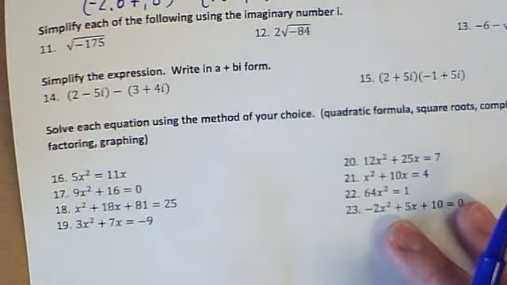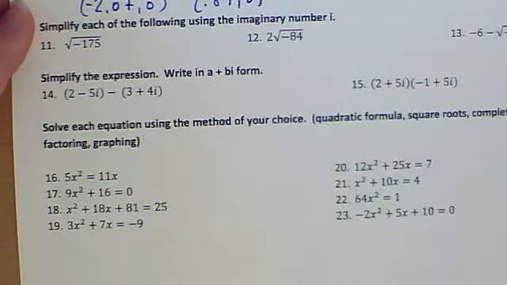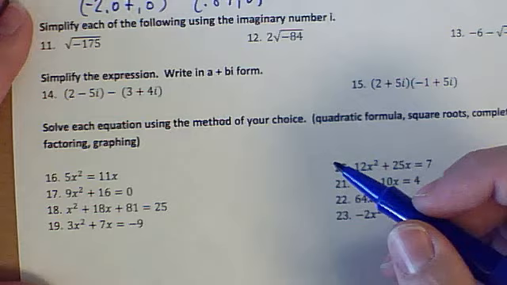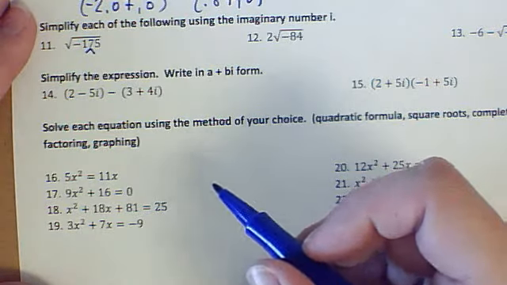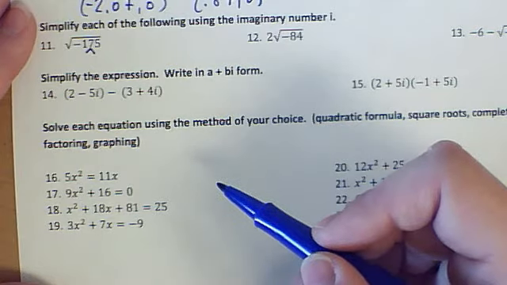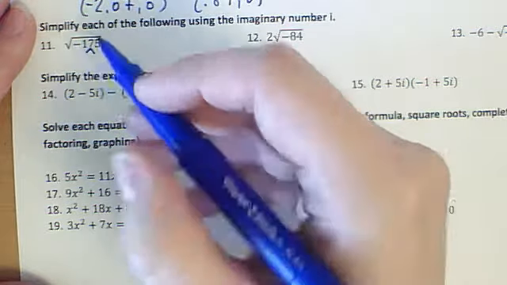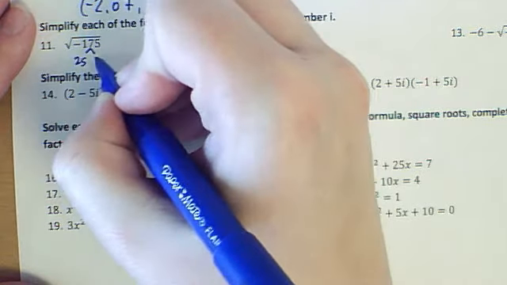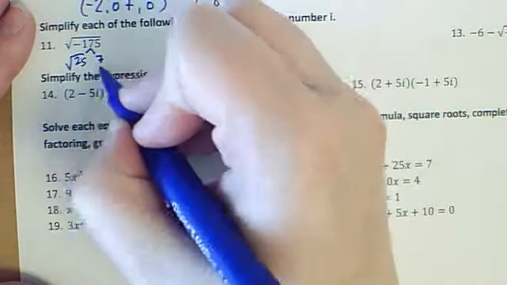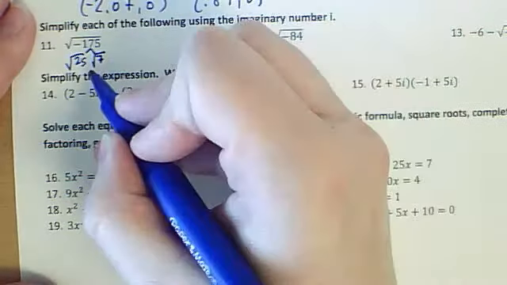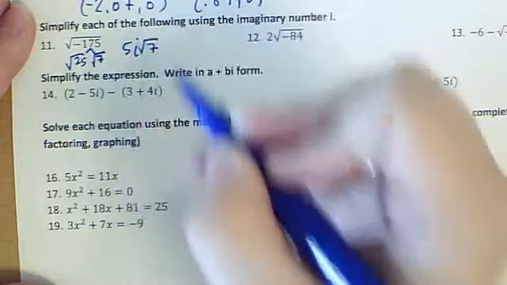Alright, number 11. Simplify using imaginary i. So remember, square root of negative 1 is i. To simplify these, we're going to use perfect squares. So I'm going to try to find the biggest perfect square that goes into each of these numbers. So 4 doesn't go into it, 16 probably doesn't, 25 does, 25 and 7. And since 7 can't go any further, then that's the biggest one. Alright, square root of 25 is 5. Square root of 7 I can't do anything with. That negative becomes the i.